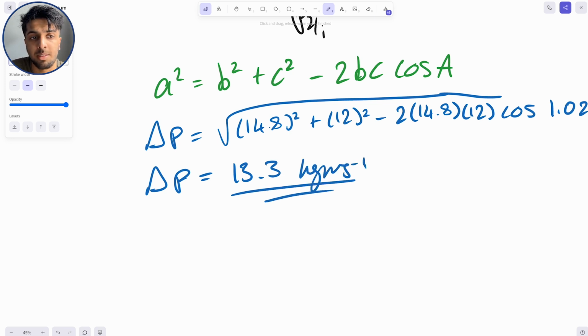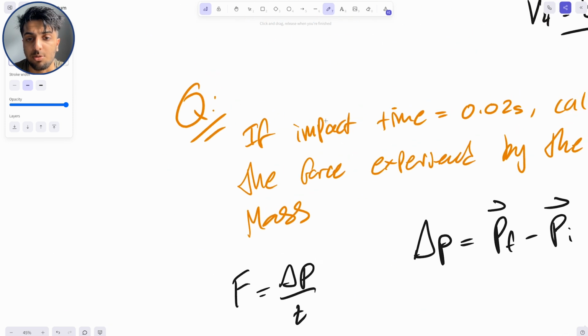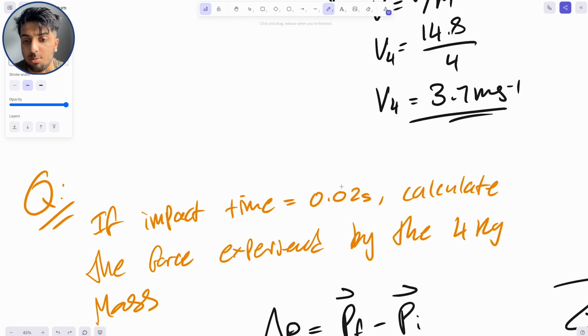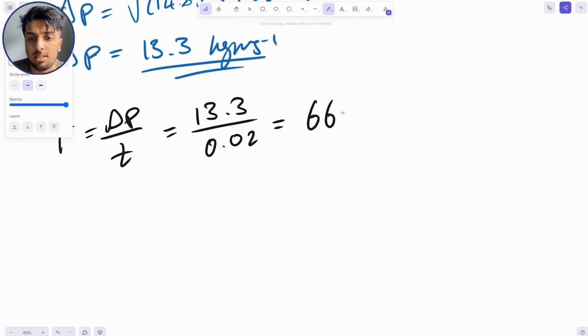There we go. And so again, using our equation that we saw in the beginning, force is equal to the change of momentum over time. We can plug in our change of momentum now. And that's all over the time we set in the question, which was 0.02. And we get 666 newtons. There we go. That is our final answer.